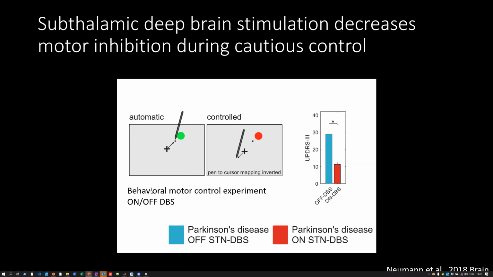And we did a behavioral experiment on and off stimulation. And you can see the clinical symptom severity score called the Unified Parkinson's Disease Rating Scale. This is a measure of the motor symptoms of the Parkinson's disease patients that dramatically improved in this cohort. So there was actually a lot of clinical improvement.